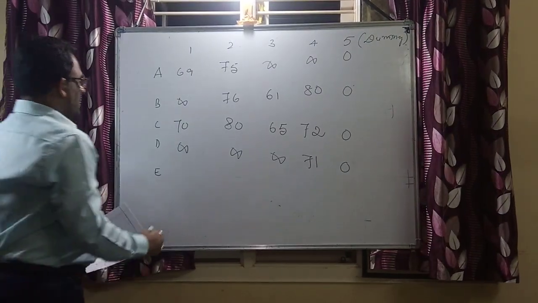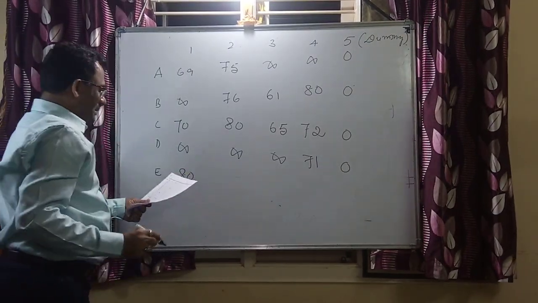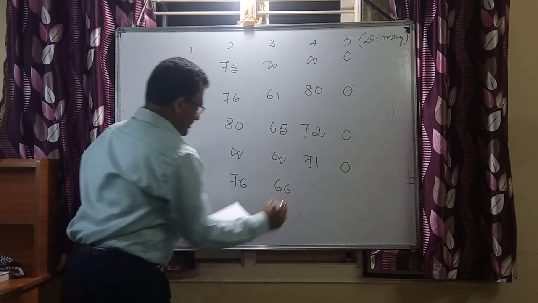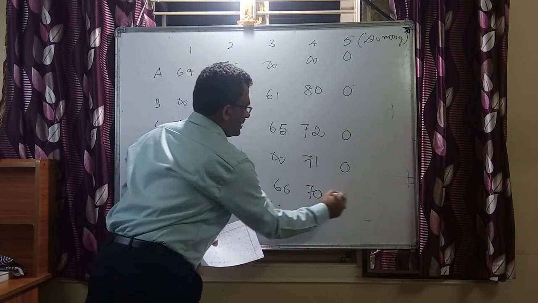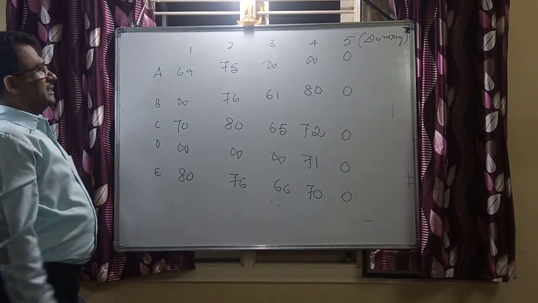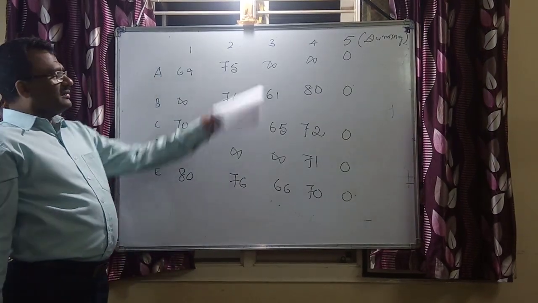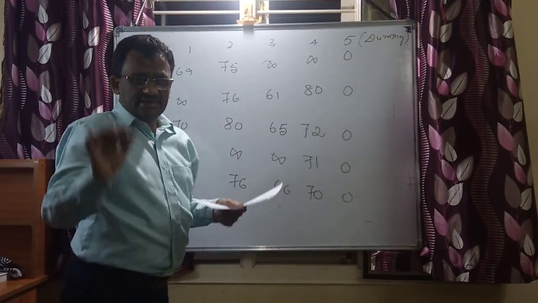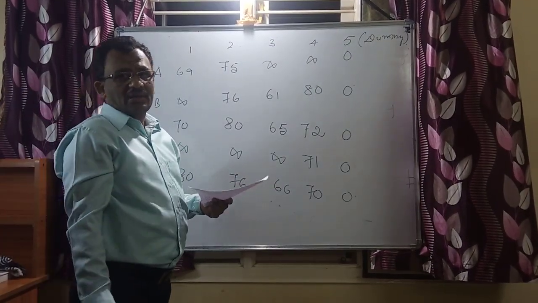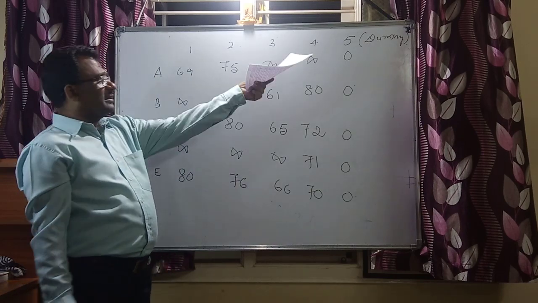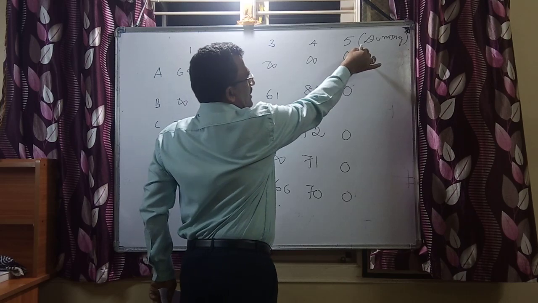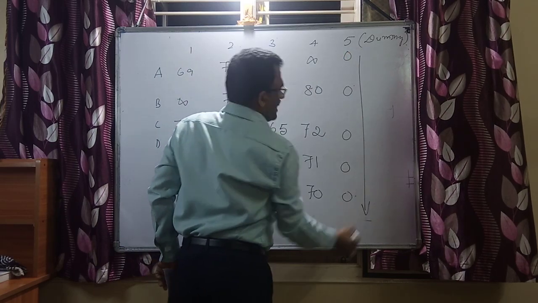Now for E, 80, 76, 66, then 70, and then this is 0. So here what we did, in the given case, it was kind of restricted as well as unbalanced kind of thing. The rows and columns were not the same, and I made an attempt to introduce this dummy. Yes, it is here. Now this is exactly the hypothetical column.